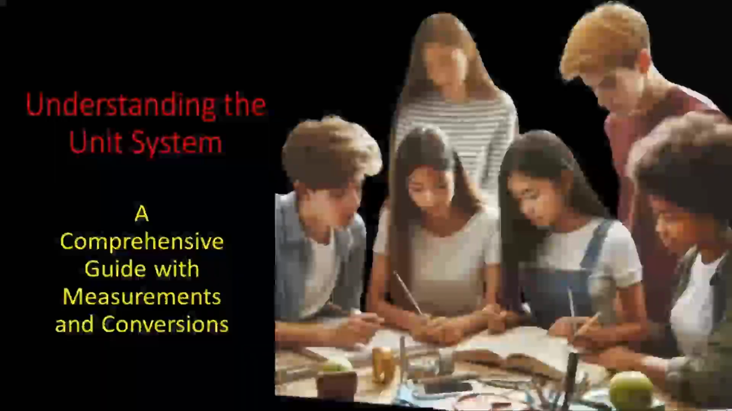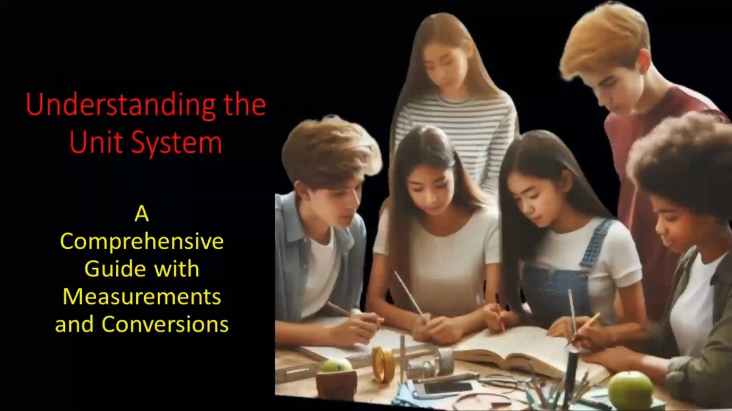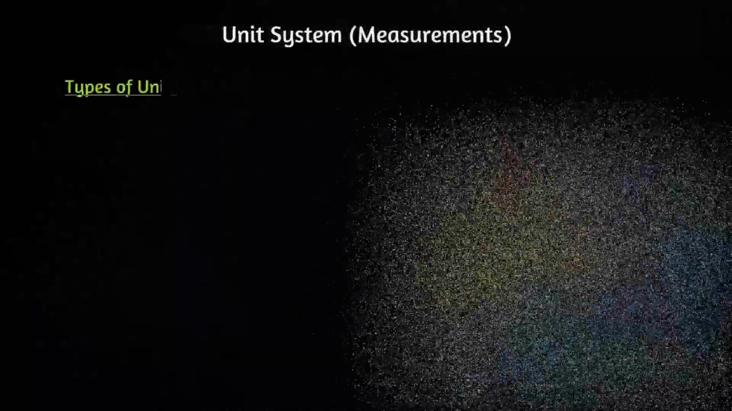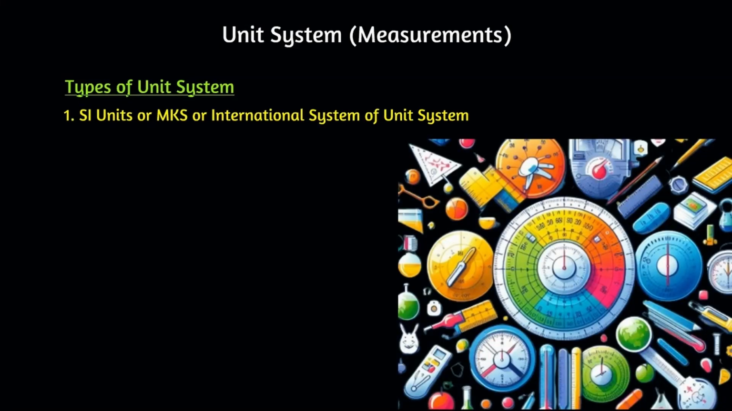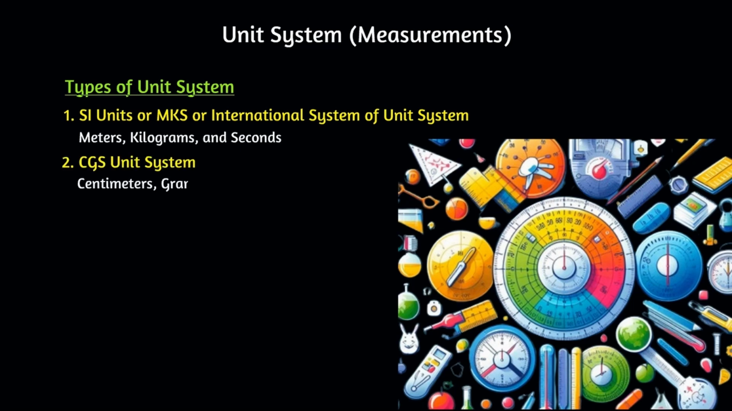Here, we are going to learn about the unit system. Around the world, we use different types of unit systems. First, we have the SI units, also known as the International System of Units. It is measured in meters, kilograms, and seconds. This is also called the MKS system. The second one is the CGS system, which is based on centimeters, grams, and seconds. The third one is the FPS system, measured in feet, pounds, and seconds.